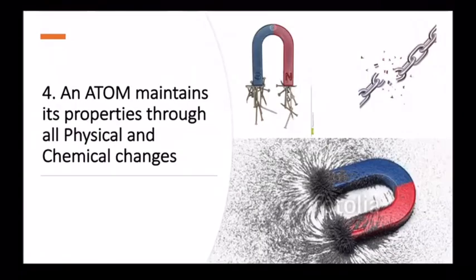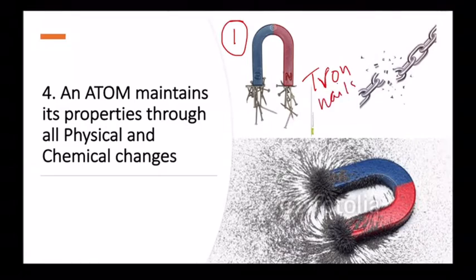Fourth characteristic. An atom maintains its properties through all physical and chemical changes. Now, here you need to understand a little, students. Pay attention and listen. Look at this first picture, picture number 1. You have got iron nails over here, and this is a magnet. Iron nails are attracted towards the magnet. We all know magnet attracts iron.